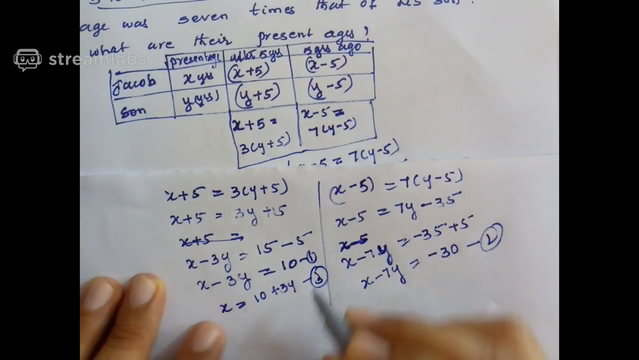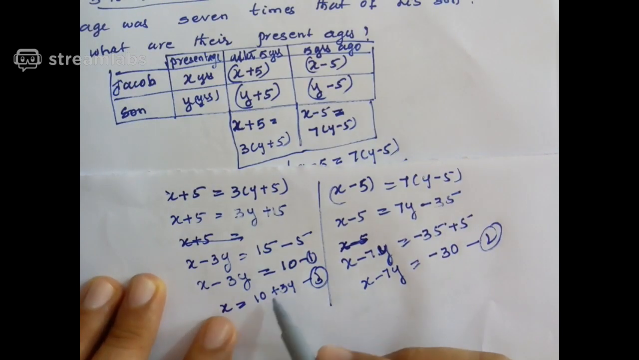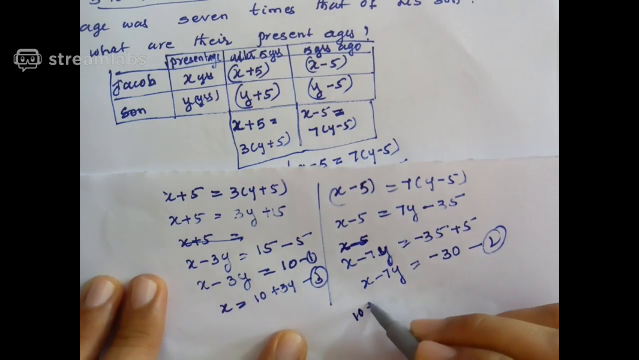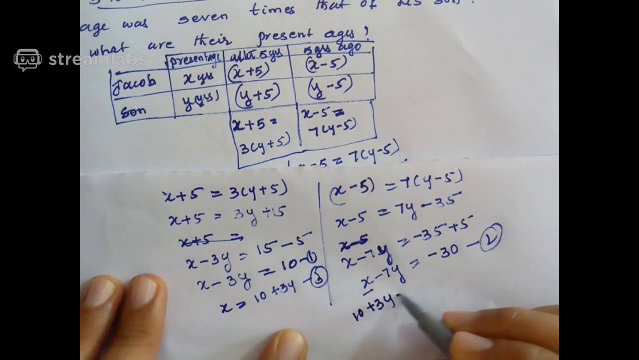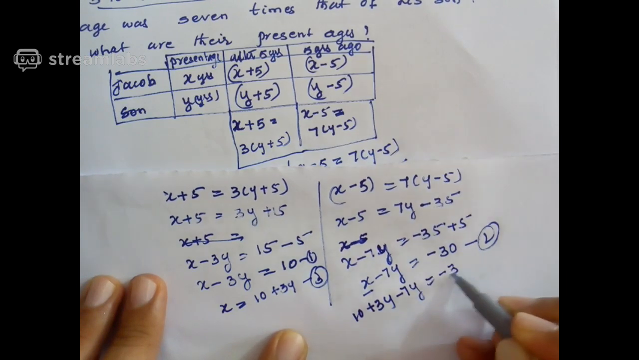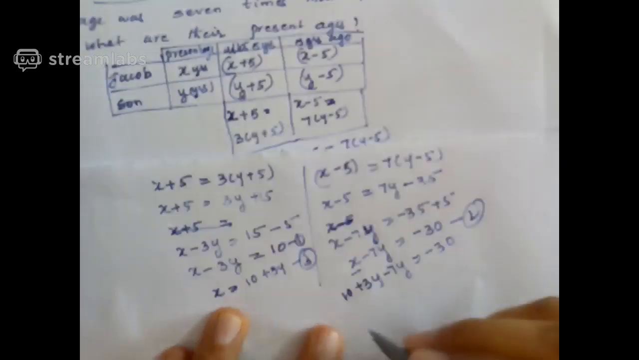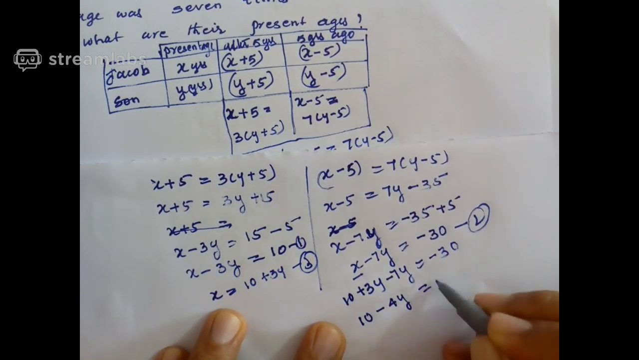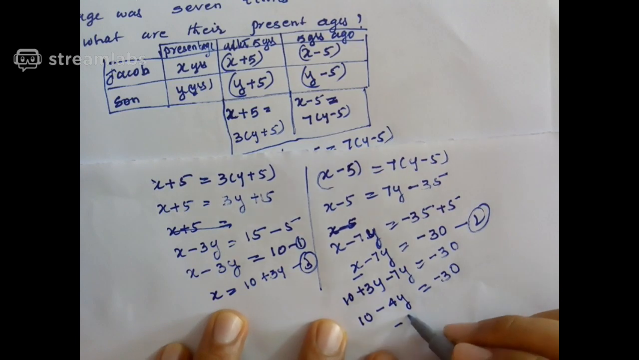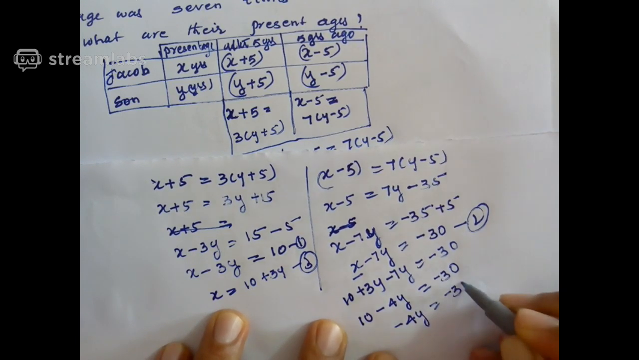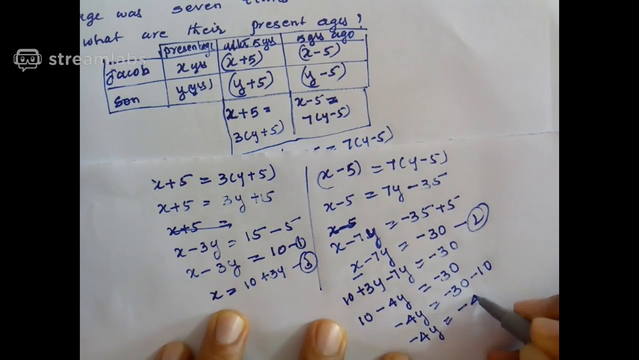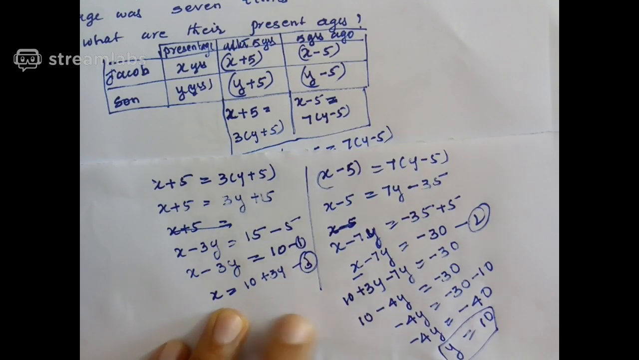And this is equation number 3, that is x is equal to 10 plus 3y. Put 10 plus 3y in place of x in x minus 7y is minus 30. Then 10 minus 4y is equal to minus 30. Minus 4y is minus 30 minus 10. Minus 4y is minus 40. Then y is 10.